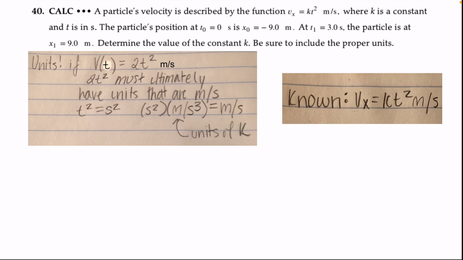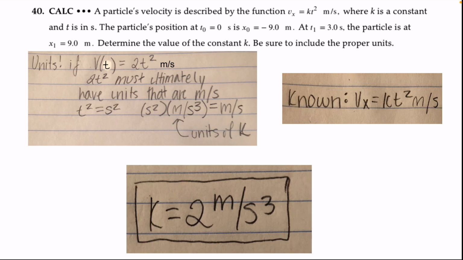You can use logic or some pretty simple algebra to figure out these units, since we now know that v x equals 2 t squared meters per second. The t squared is going to correlate with seconds squared. So we just have to figure out what we need to multiply seconds squared by in order to equal meters per second. And that comes out as meters per second cubed. Those are going to have to be the units of 2 in order to make that equation work out. So our final answer is 2 meters per second cubed.